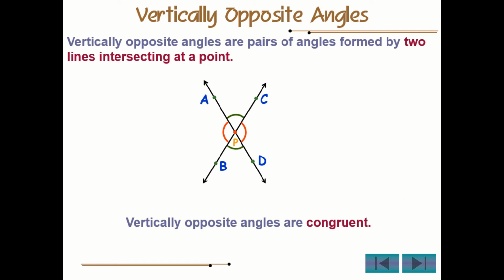And vertically opposite angles are congruent. So as I've said, they have the same measure. Angle APC is equal to angle BPD. Okay, APC and BPD. Another, angle APB and angle CPD are equal.